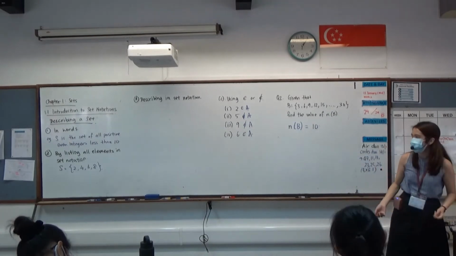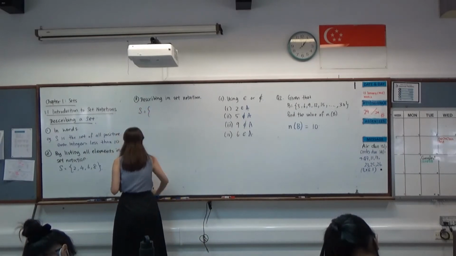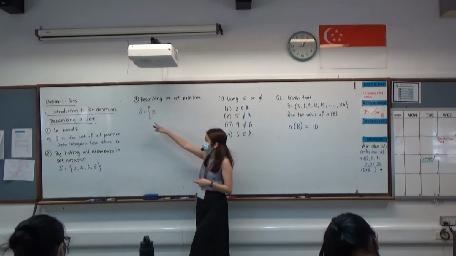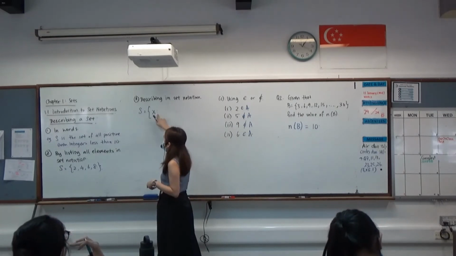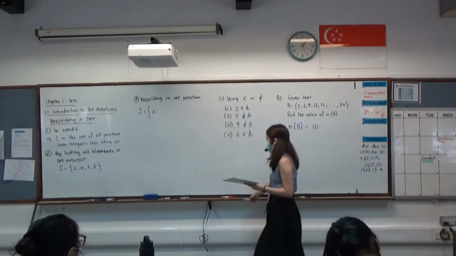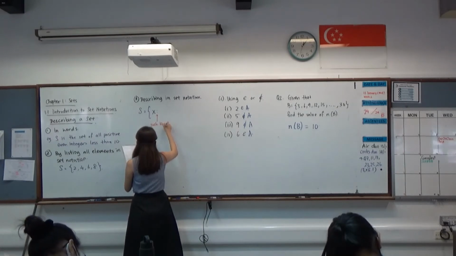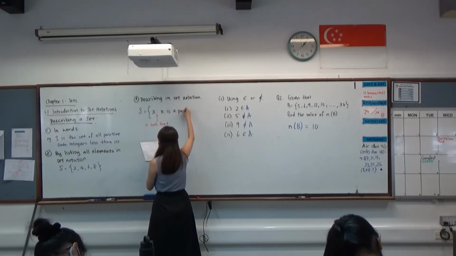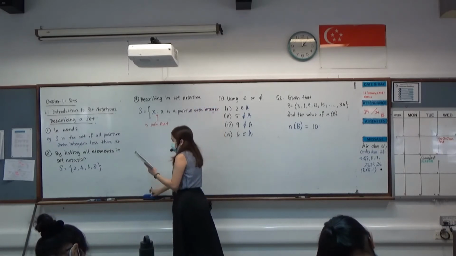The third way is a mix of words and set notation itself. So that will mean we will have our curly brackets. We say the set S is equal to the elements in the set S is X, and then we put 2 dots. The 2 dots represent such that X is a positive even integer less than 10.